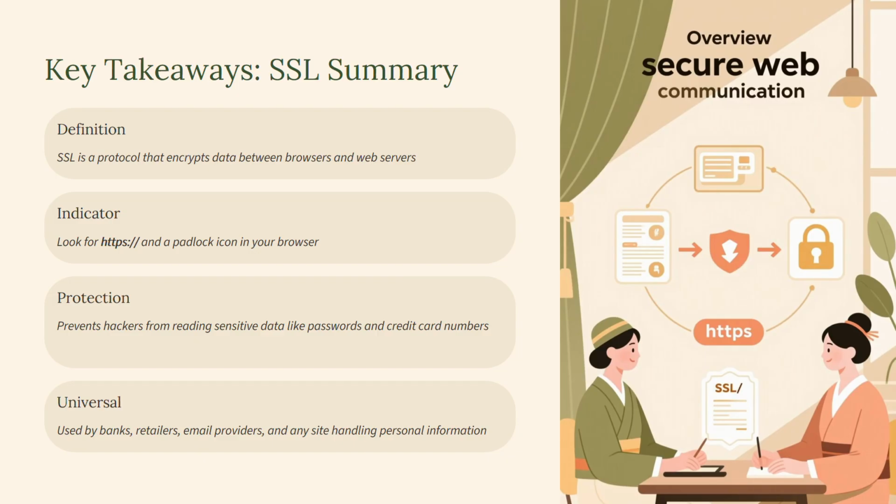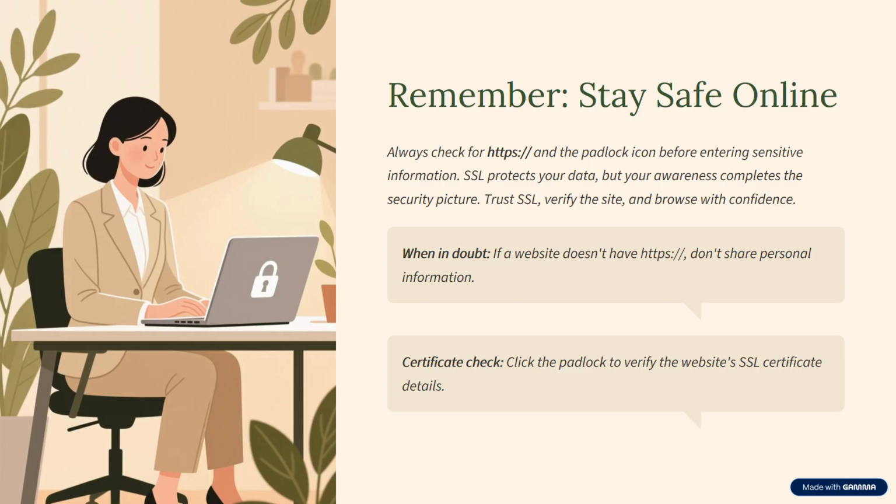Key takeaways, let's sum up the topic. Definition: what is SSL? It is a protocol used to encrypt the data between the browser and the web server. Indicator: how do we know a website is authentic or not? It will use HTTPS, or the padlock sign. Protection: it prevents hackers from reading sensitive data like passwords and credit card numbers. Universally, it is used by banks, retailers, email providers, and sites handling personal information.